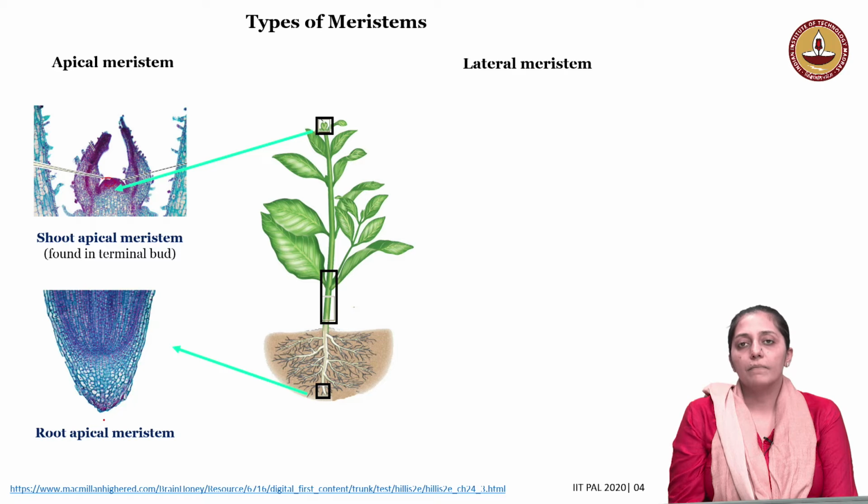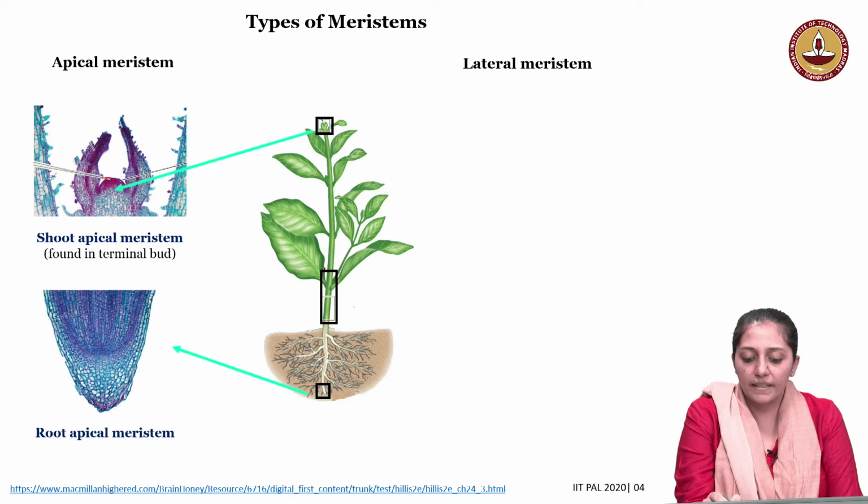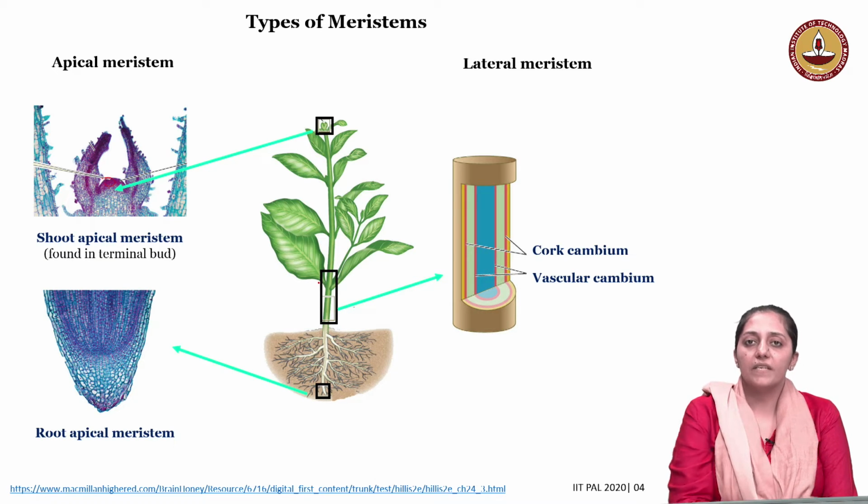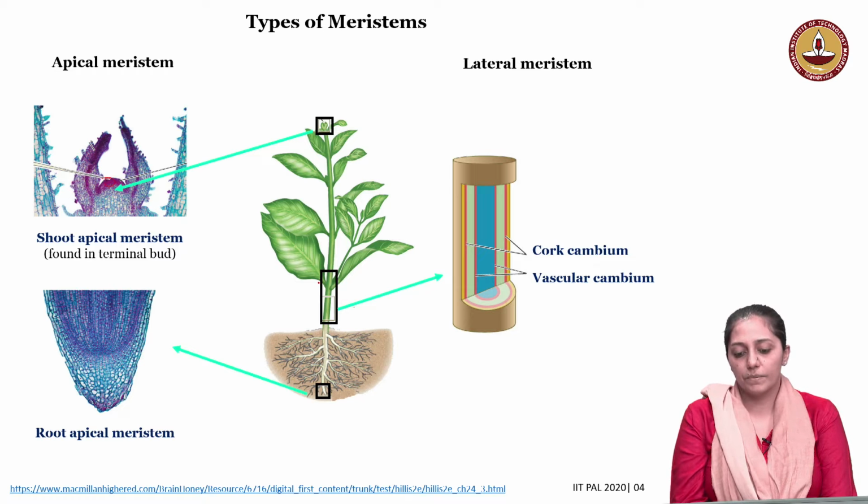The third type of meristem is called lateral meristem, shown in between here with a rectangular box. Now, lateral meristem is the region which is responsible for enhancing the width of the plant, which means the increase in the cork or the vascular cambium regions. If you remember, the vascular cambium includes xylem and phloem elements, and the cork cambium is responsible for the growth in the bark region of the plant.